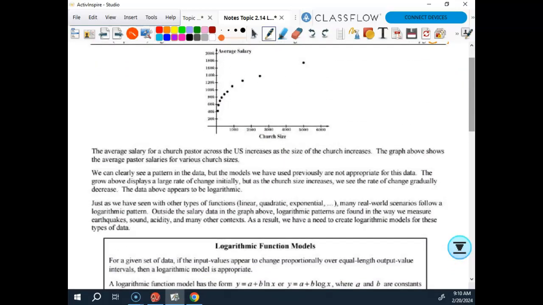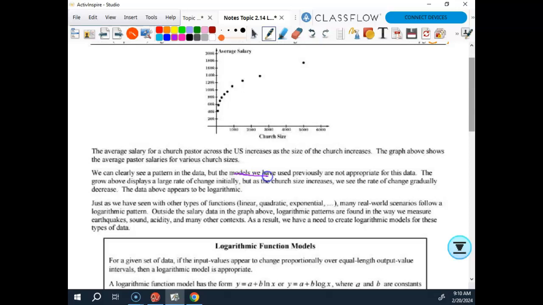Alrighty, so this says, the average salary for a church pastor across the U.S. increases as the size of the church increases, right? So this function is an increasing function. As x gets bigger, y gets bigger. The graph above shows the average pastor salaries for various church sizes. We can clearly see a pattern in the data, but the models we have used previously are not appropriate.